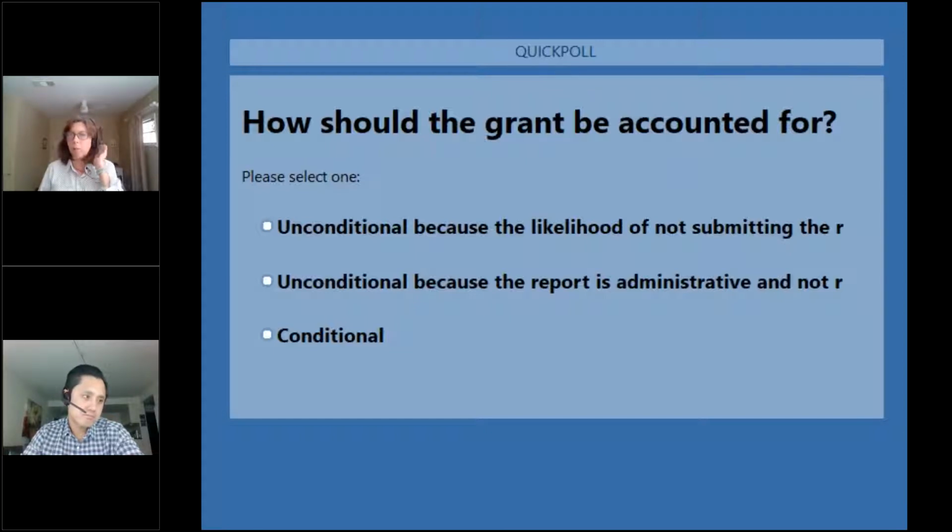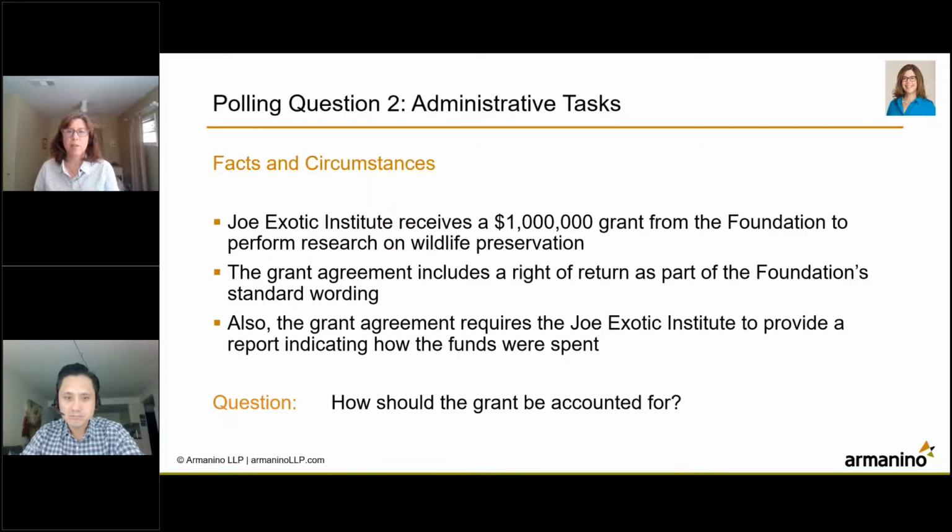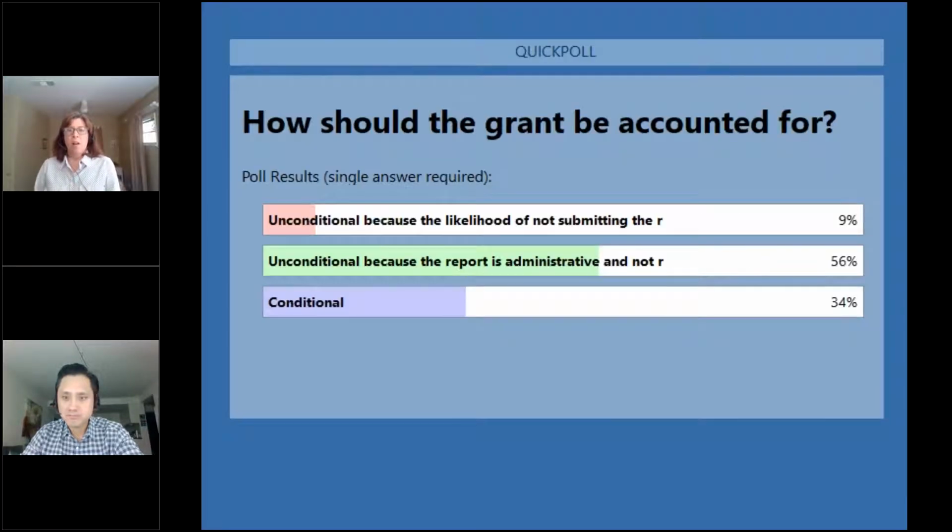Okay. It looks like we've got the majority of participants responding, so let's go ahead and share. So we've got 9% saying it's unconditional because likelihood of not submitting a report is not remote. And 56% saying that it's unconditional because the report is administrative. So about 65% of respondents, 66% of respondents, say it's unconditional, and the remainder indicate that it's conditional.